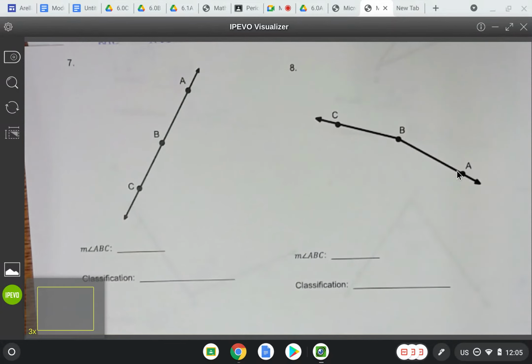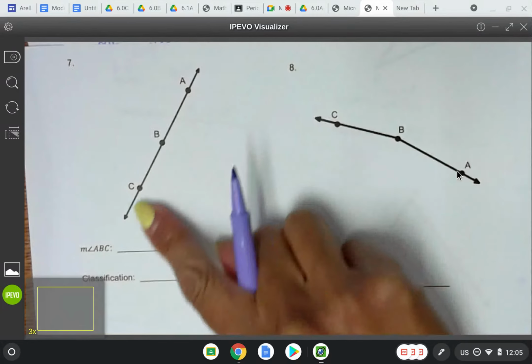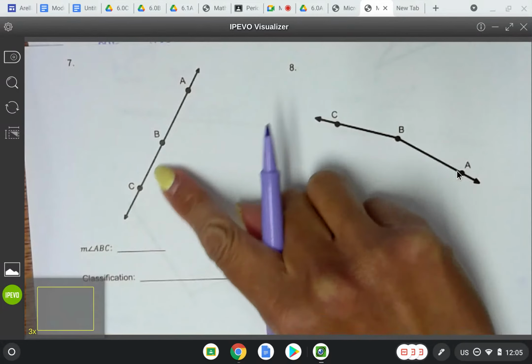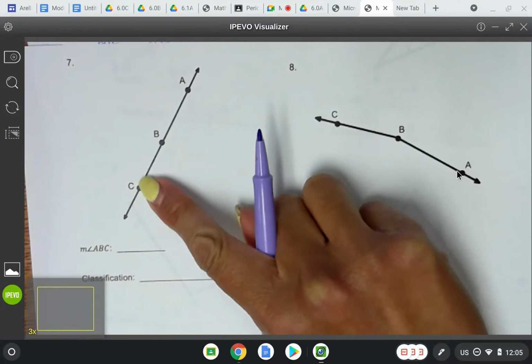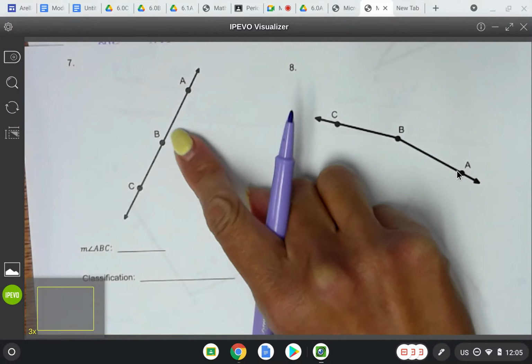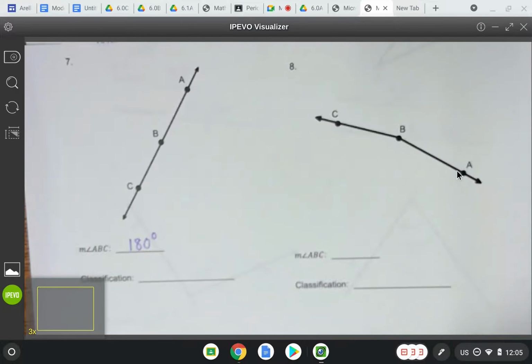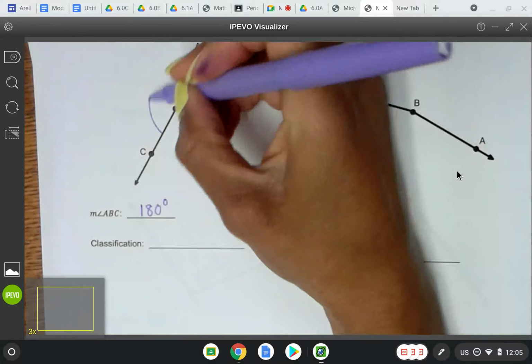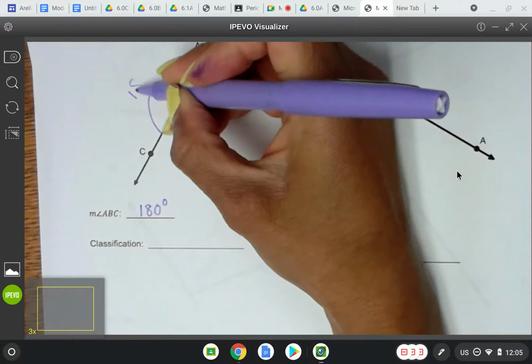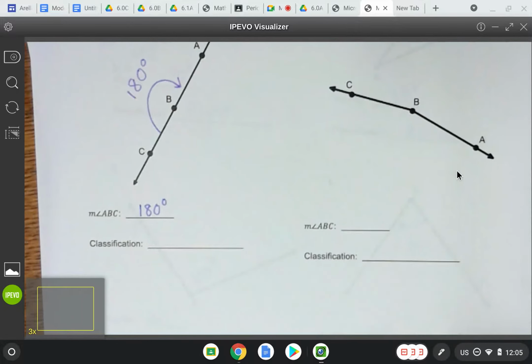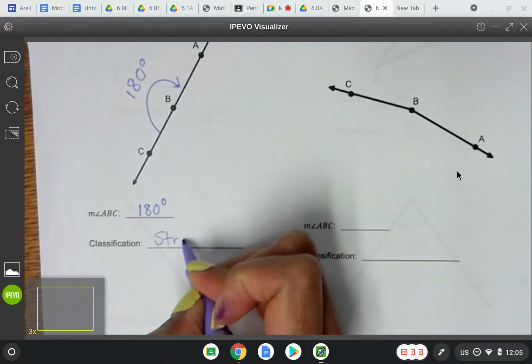Okay, problem number 7. So whenever an angle forms a straight line, this is going to measure 180 degrees. So this would automatically be 180 degrees. So if you see an angle that forms a straight line, it's going to be 180 degrees, and this would be a straight angle.